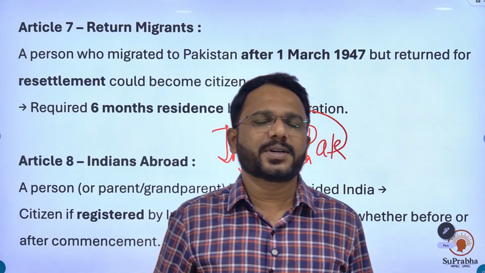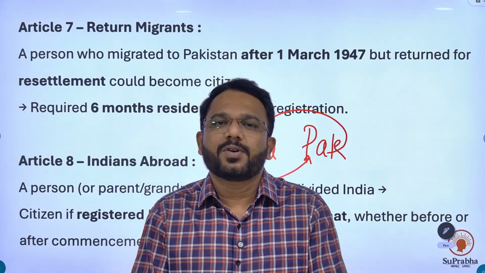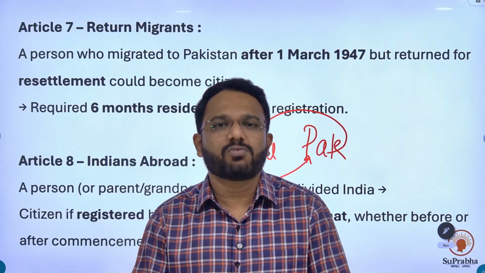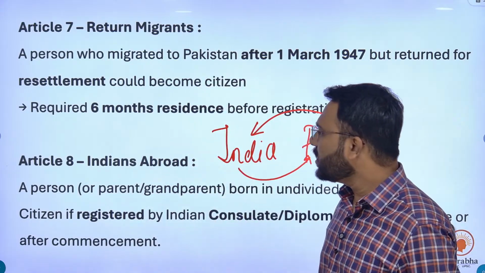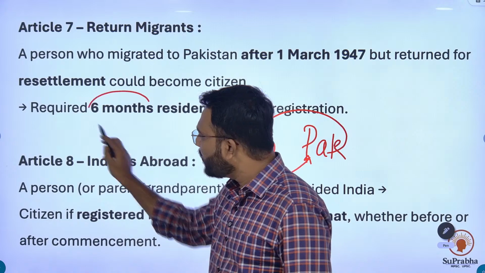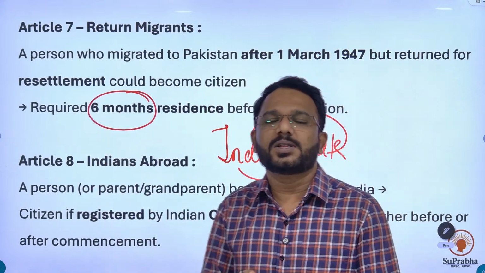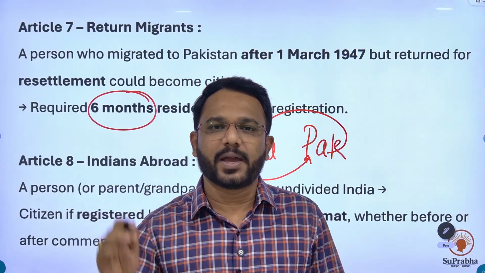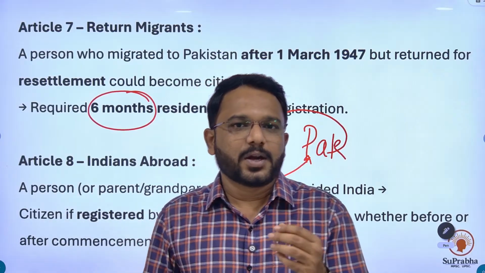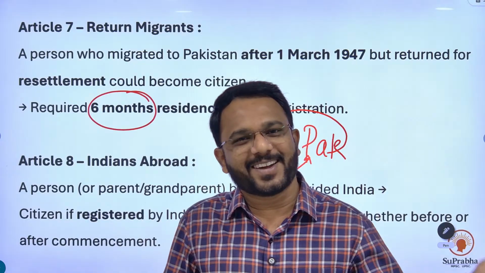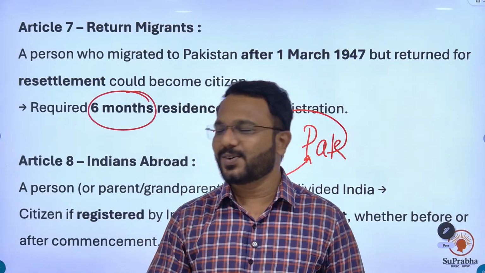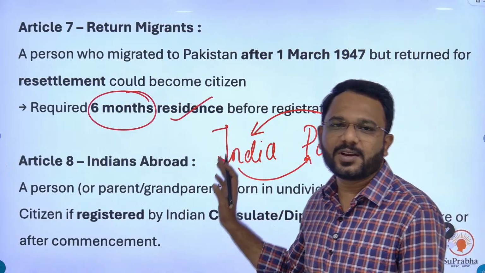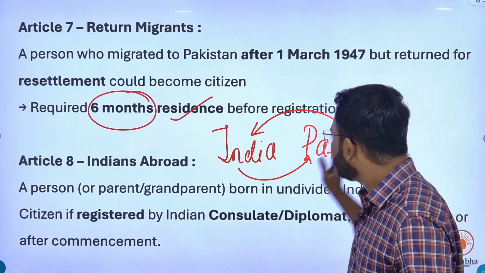The Indian government said, don't worry, we will give you the citizenship of India, but on one condition. And what was that condition? You have to reside at least 6 months in India before applying. Why 6 months? To reassure that you won't migrate back to Pakistan again. In this way, this condition was introduced, and it is mentioned in Article 7.